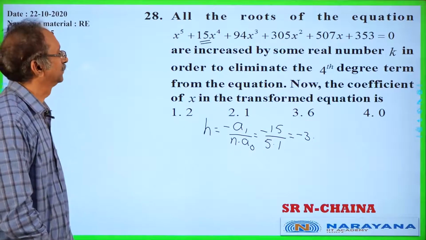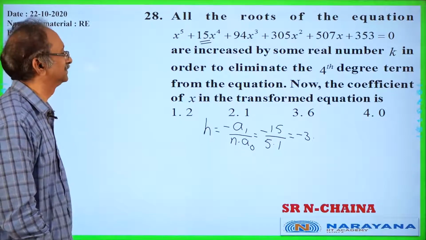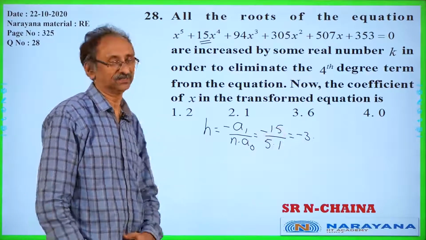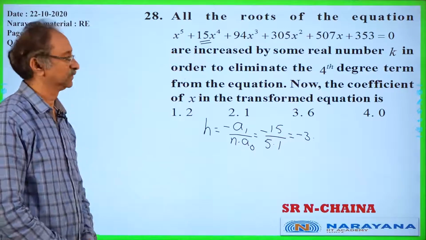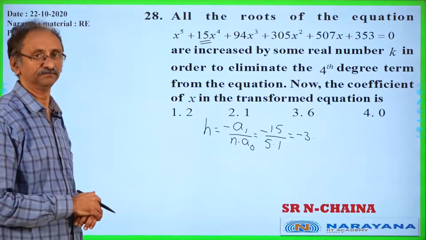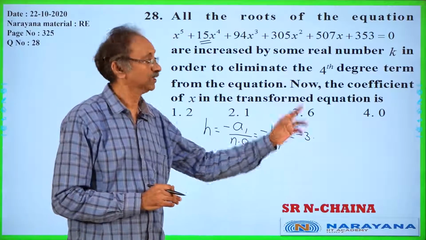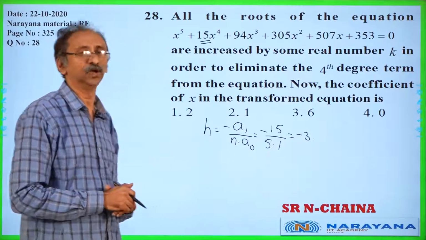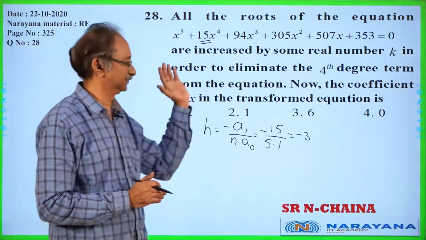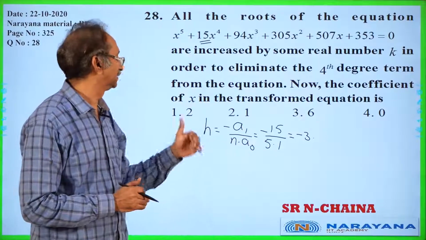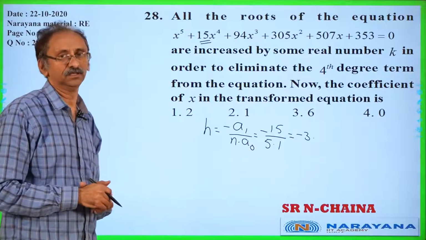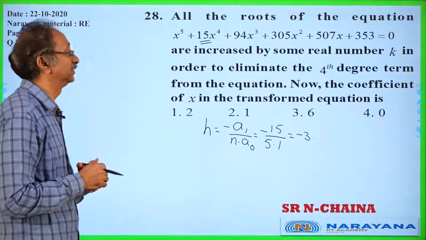So what is the question now? All the roots of the equation are increased by some real number k. Of course, here h means decreased by minus 3, so increased by 3. Suppose the question is, what is the value of k? The value of k is 3, because it is decreased by minus 3, so increased means increased by 3 you have to write. But the question is not like that. In order to eliminate the fourth degree term from the equation, after that, write the transformed equation. What is the coefficient of x in the transformed equation?